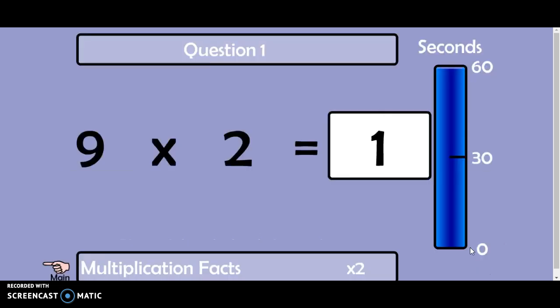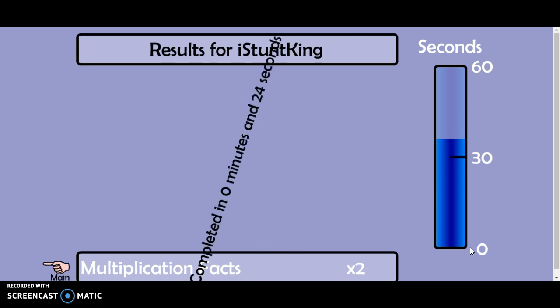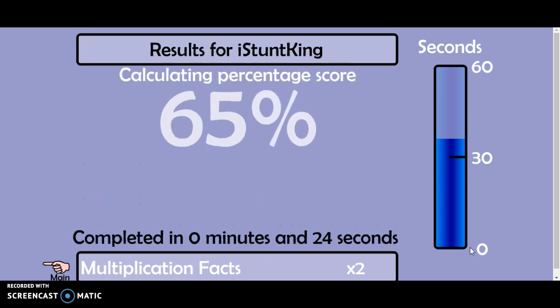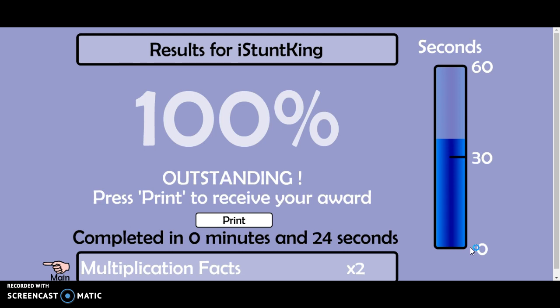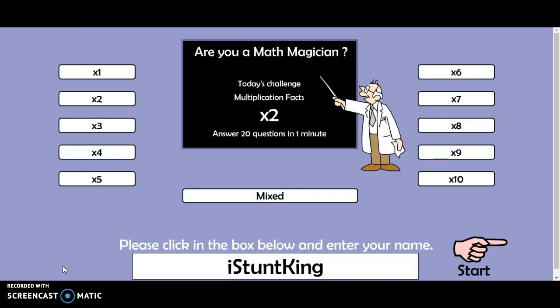18, 4, 10, 18, 6, 20, 6, 14, 16, 20, 14, 12, 2, 18, 16, 10, 2, 14, 12, and 14. Bam. 24 seconds. And of course I can print it out. It says outstanding. And this is basically the best multiplication fact website that I know of.